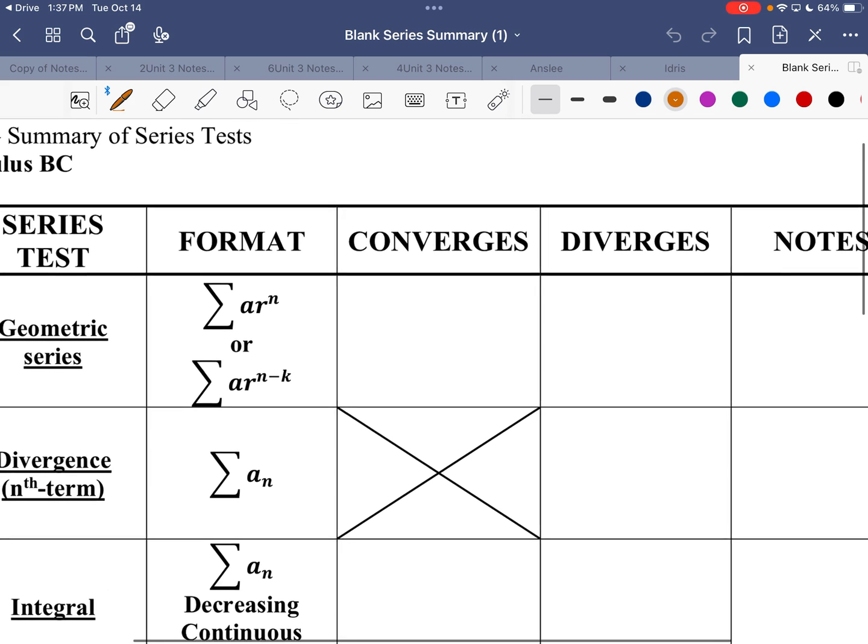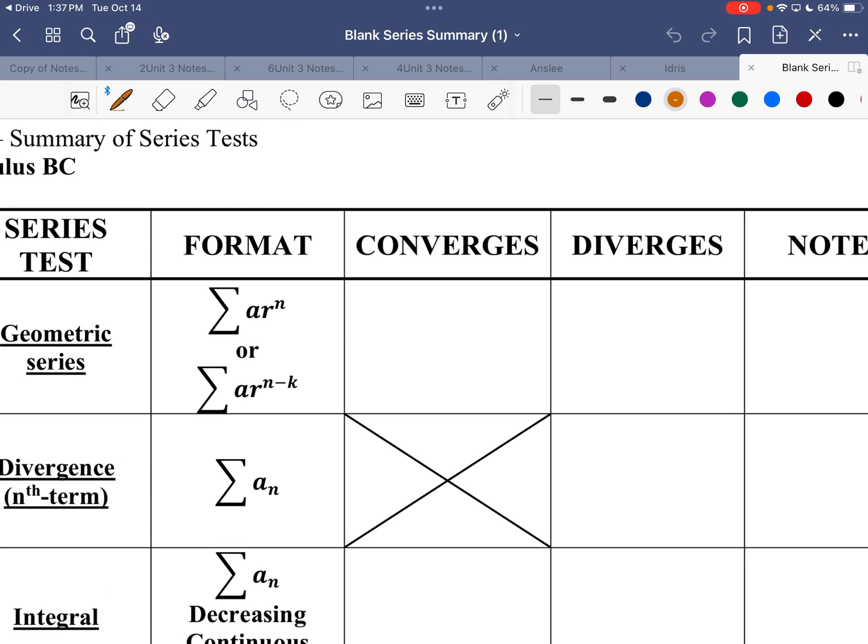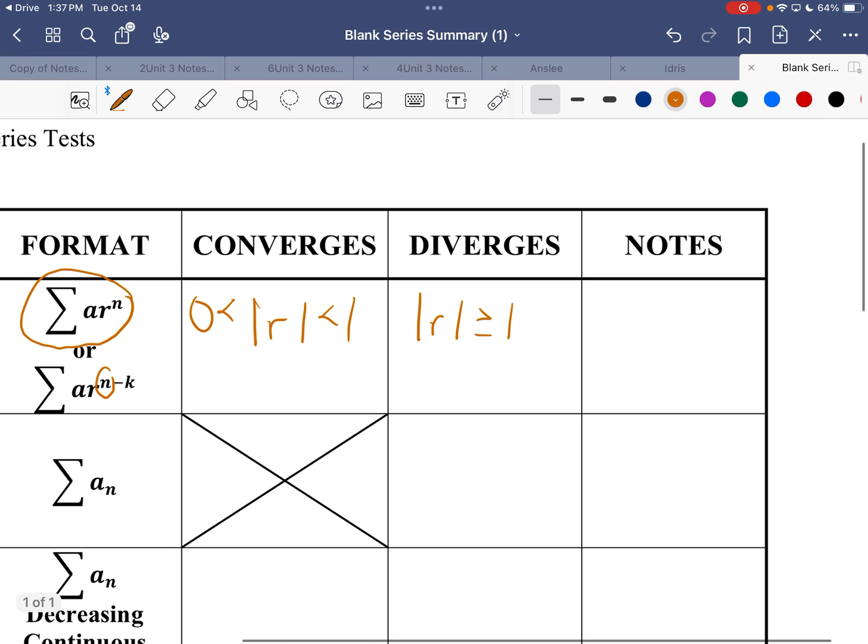So geometric series. Look at the special format. Do you see the format? How n is the exponent? Okay, how do we know if it converges? If R is between 0 and 1. Not inclusively, right? Between 0 and 1. Diverges if R is bigger or equal to 1. Special note, this is the only one that sums.